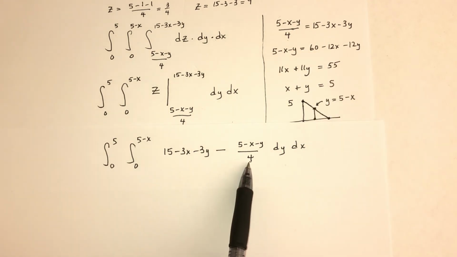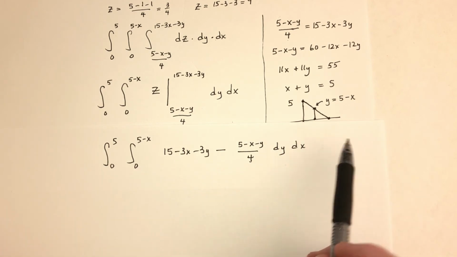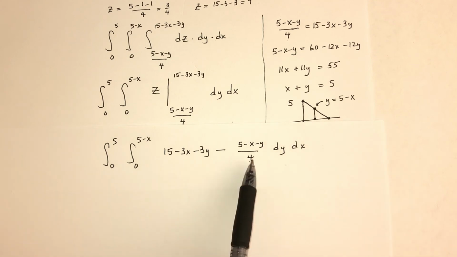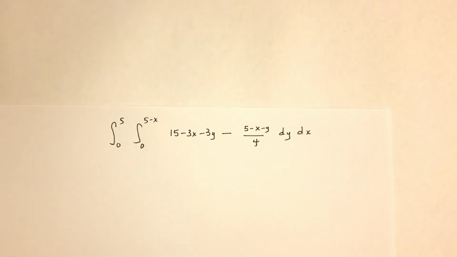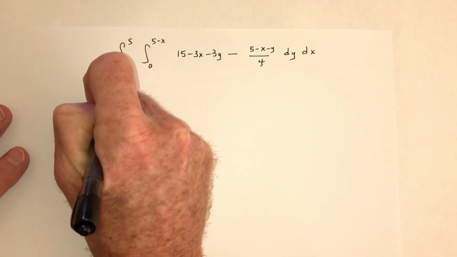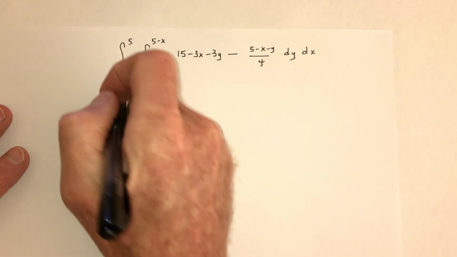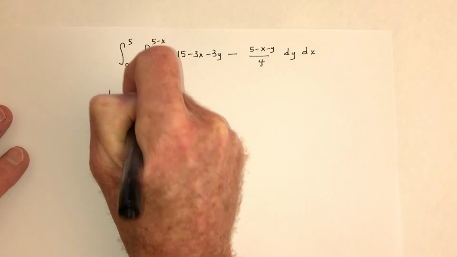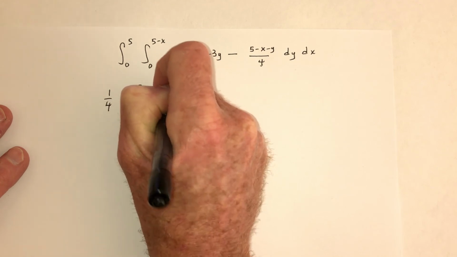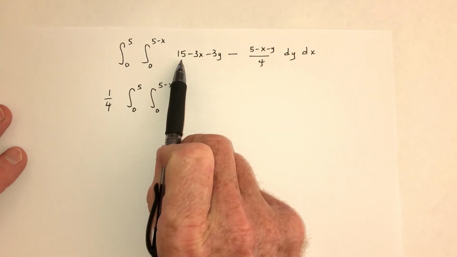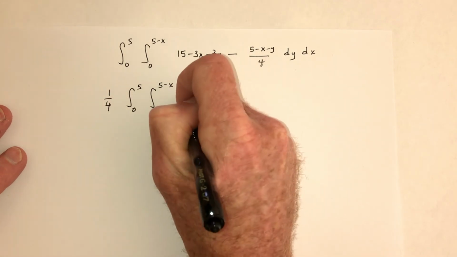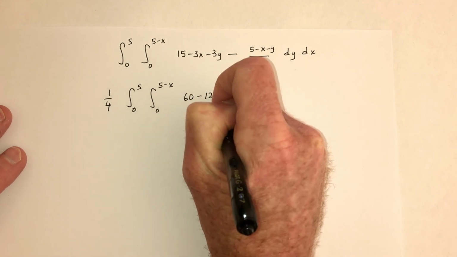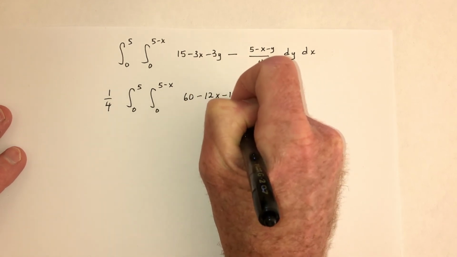I'm going to do the same thing right here, but I cannot multiply by 4 because there is no other side of the equation. You would have to multiply both sides of an equation. But what I can do is factor out a 1/4. Factor out this 1/4 right here, which means you have to divide this by 1/4 also. That's the same thing as multiplying it by 4. So that's going to be the 60 minus 12x minus 12y.